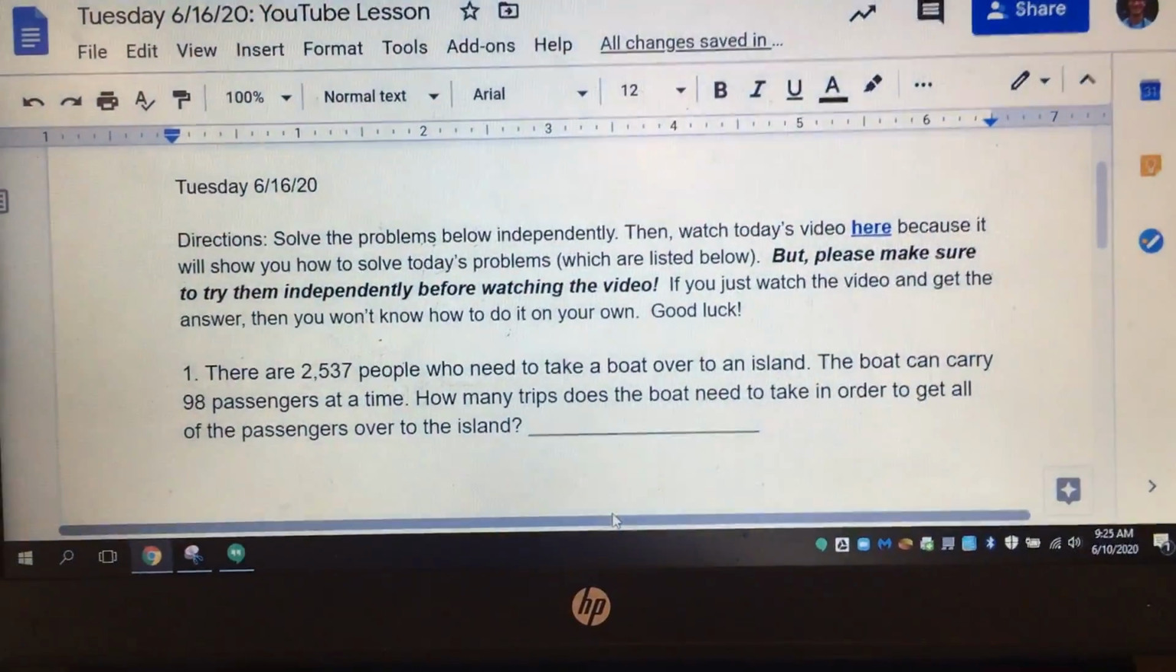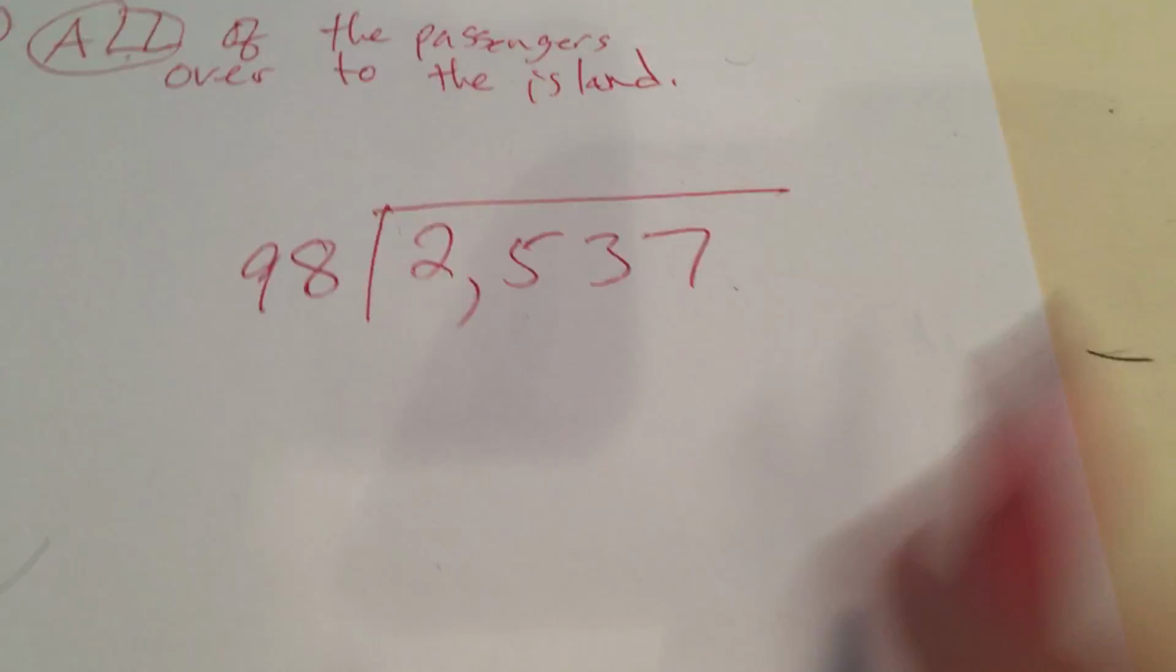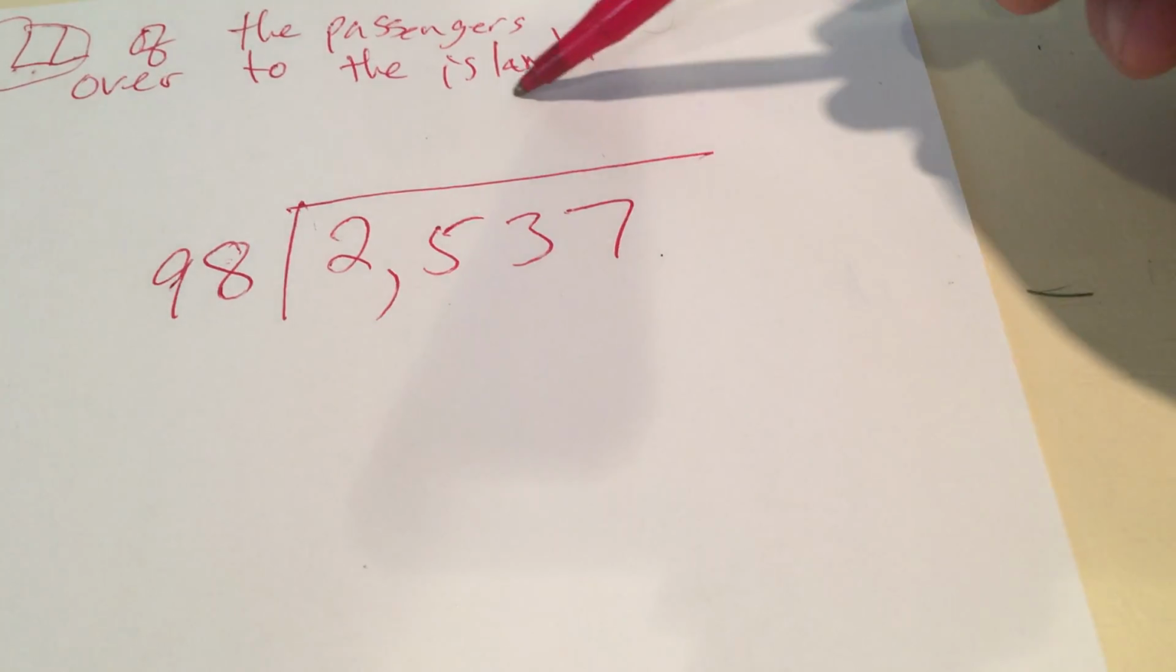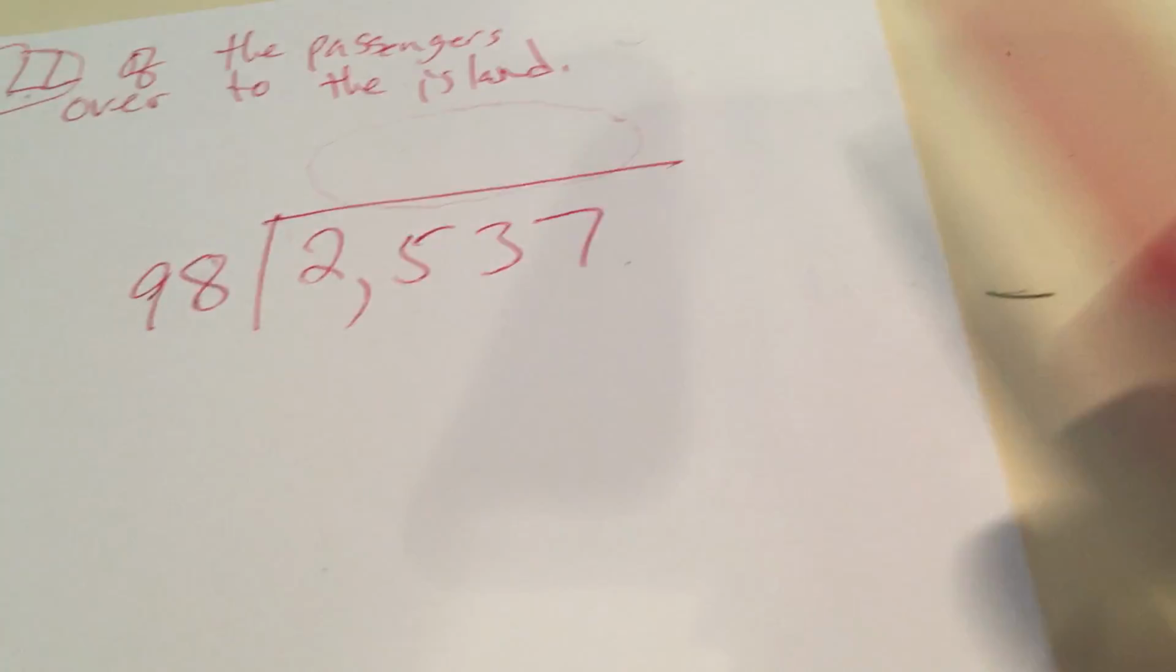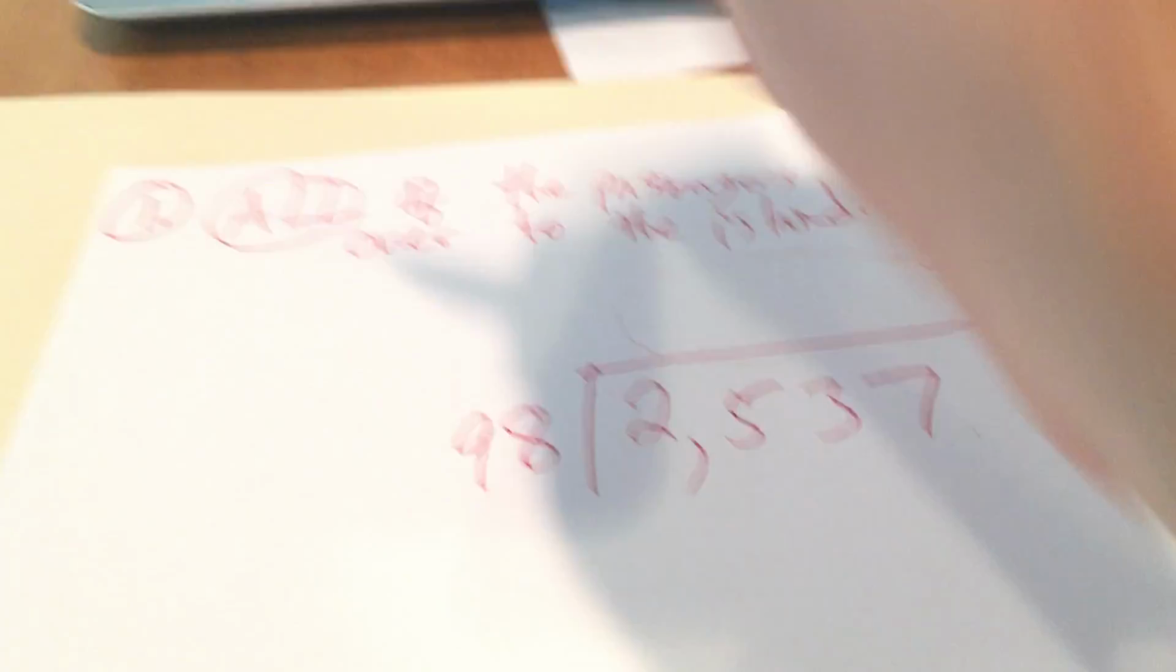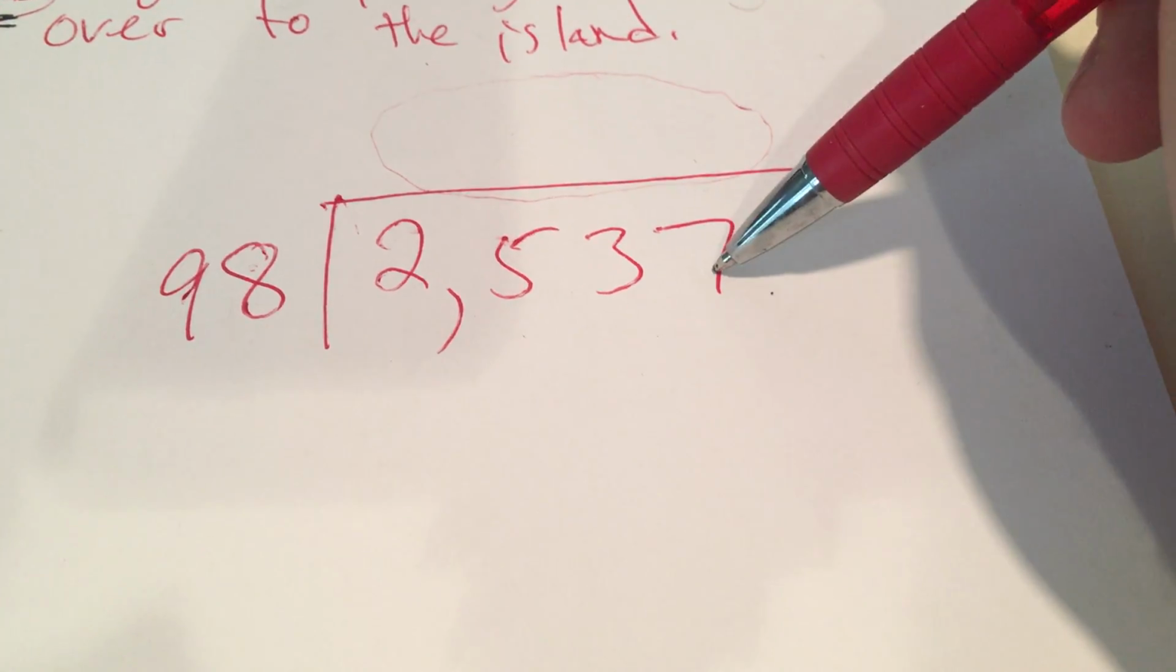Okay, so there's 2,537 people. Each boat trip, the boat can carry 98 passengers at a time. So we're going to divide 2,537 divided by 98 passengers can go onto each boat. So our quotient will tell us how many boat trips they need to take. Okay, but we also are going to have to think about the remainder because we have to get all of those people over.